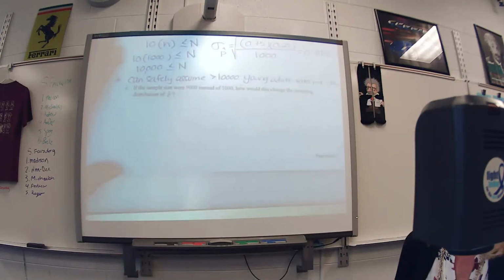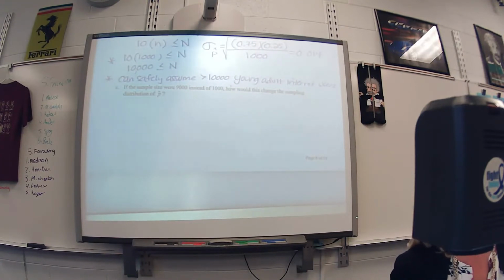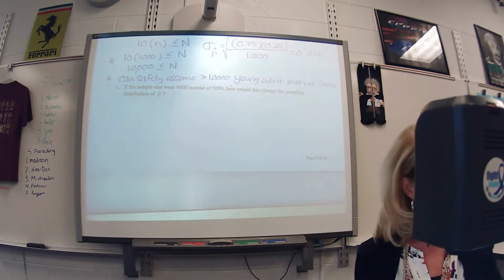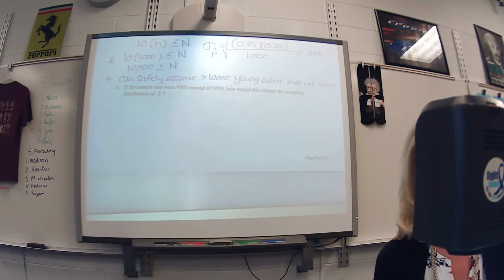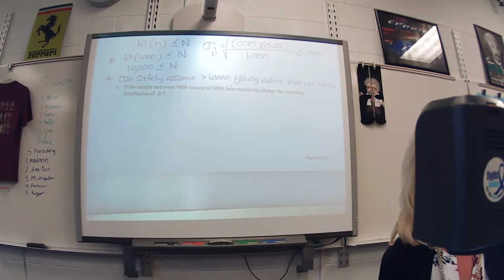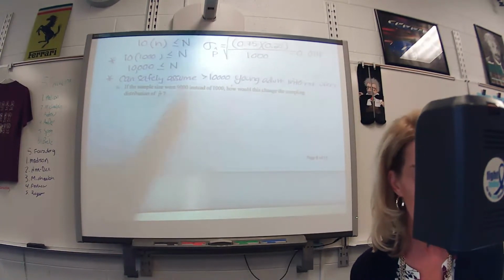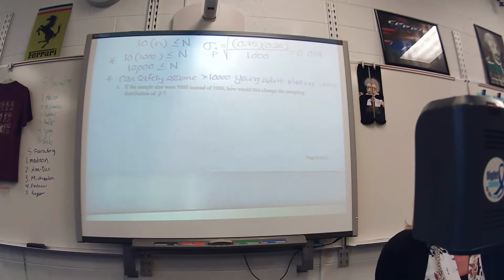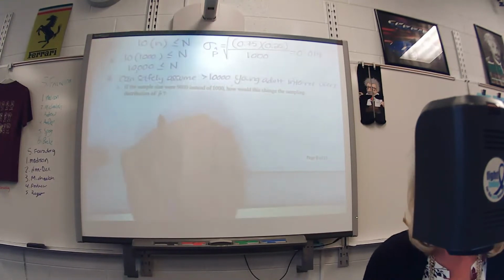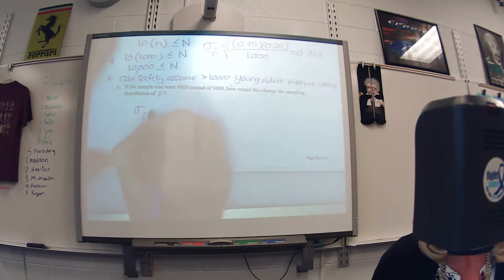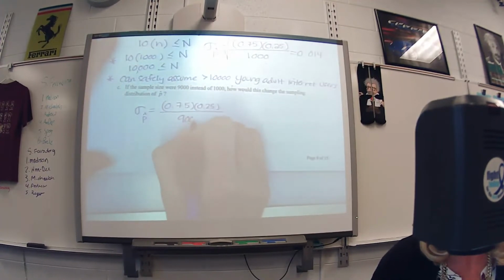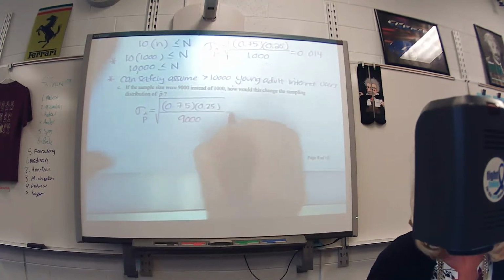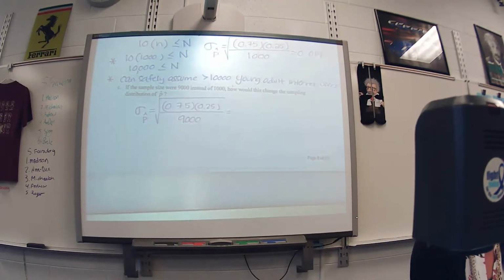This next question, I have literally seen on AP exams, so be ready for this. They're going to give you a specific new n size and ask how the standard deviation would change. What if our sample size were 9,000? You might say, that's not hard, I'll just redo the formula and put a 9,000 in. So I'm going to take that same formula, instead of 1,000 put 9,000, and square root it.